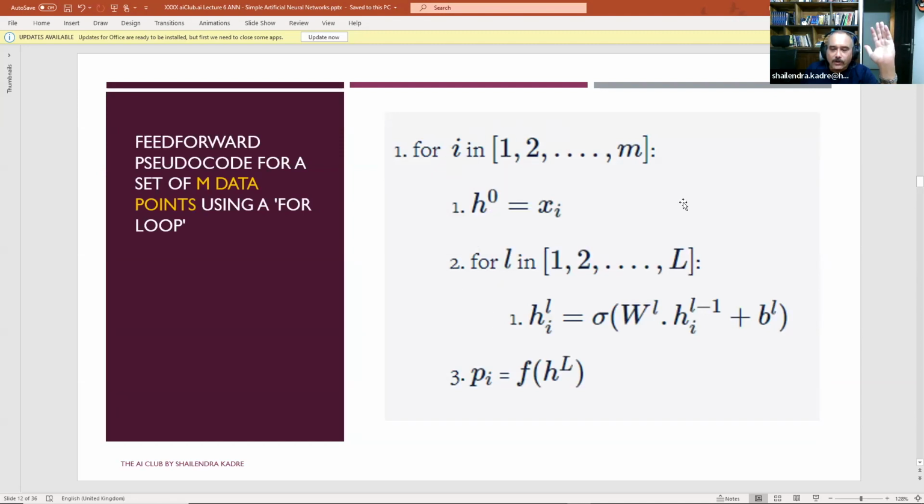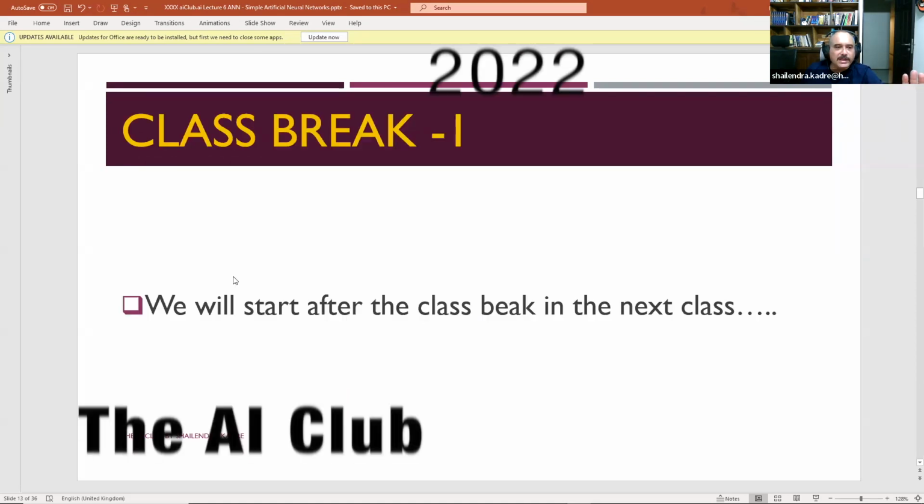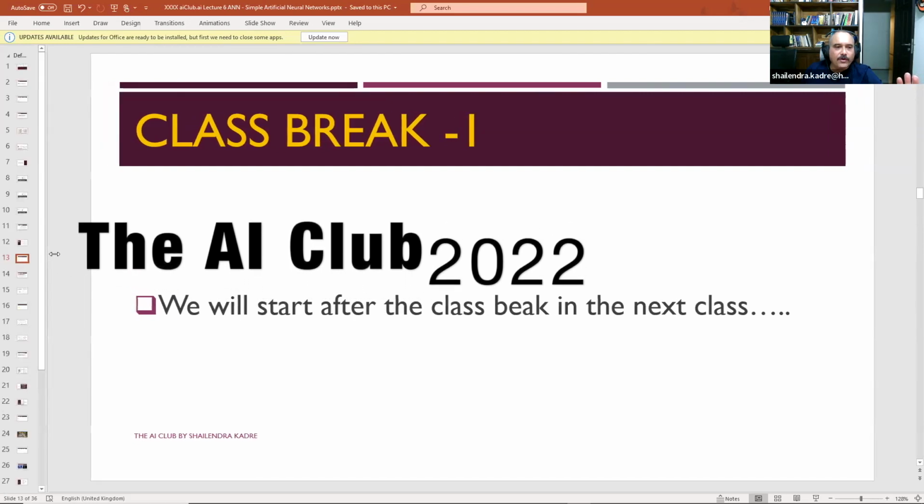So if you want to solve with the help of NumPy, if you don't use TensorFlow, and you want to write your own feed forward equation from scratch, just follow this pseudocode, and with the help of the NumPy library, you can easily calculate these same equations. You can easily do your own feed forward from scratch. You need not use TensorFlow, but we'll not do that. We'll use TensorFlow, which will automatically do all of these things for us. So at this stage, I want to break for 5 minutes.